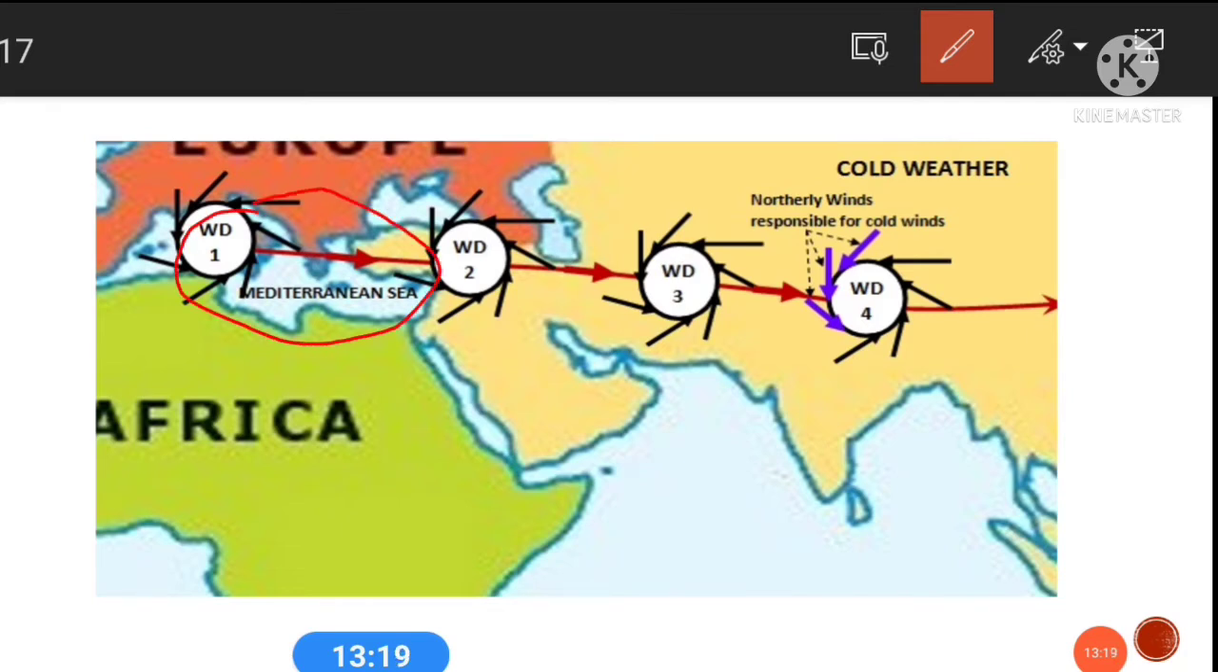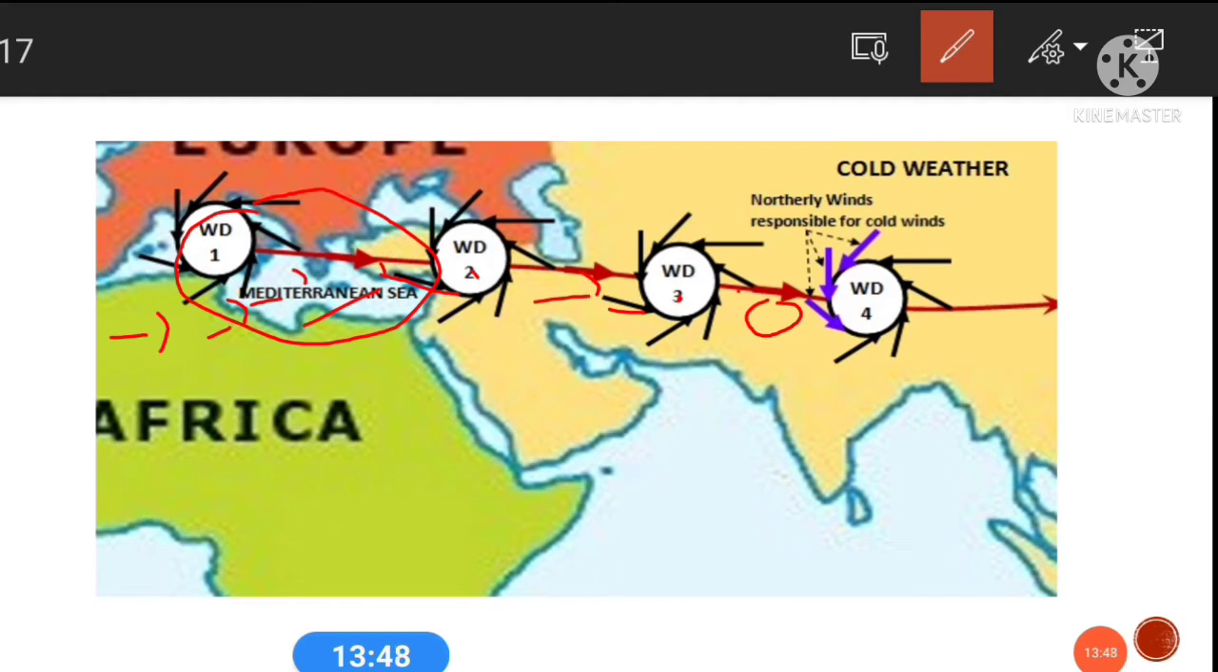In the winter season, hot wind blowing over the Mediterranean Sea carries some amount of moisture, and this moisture-laden wind travels over this Gulf region and finally reaches the western part of India. A kind of cyclonic wind develops in this area, so it gives rainfall in the western part of India. This is called western disturbances.